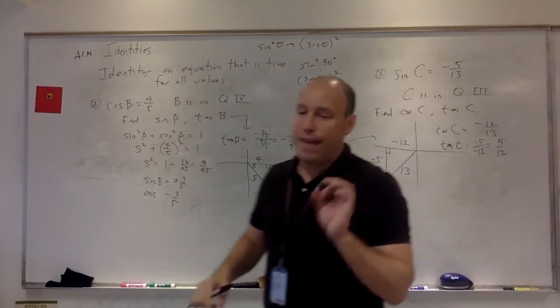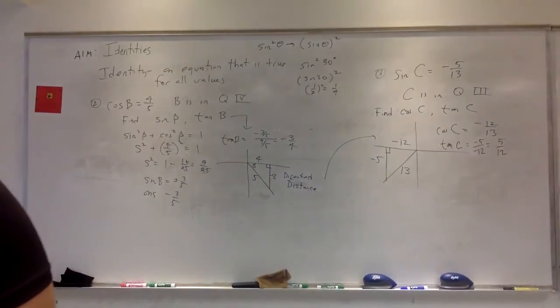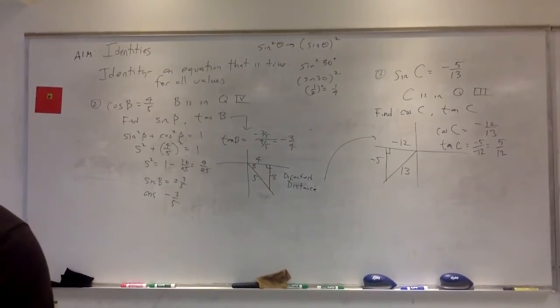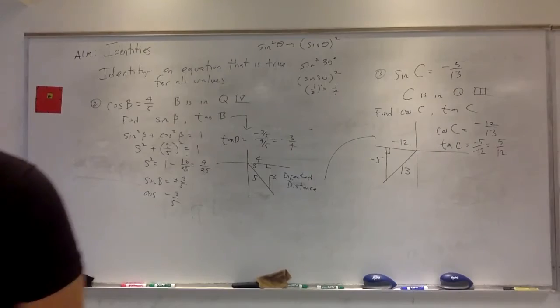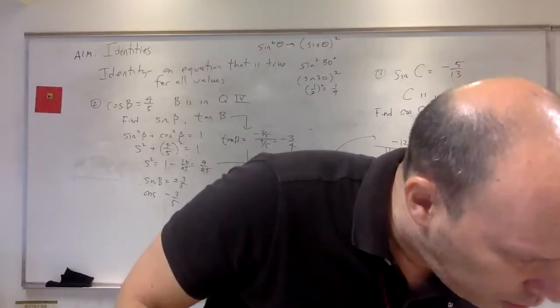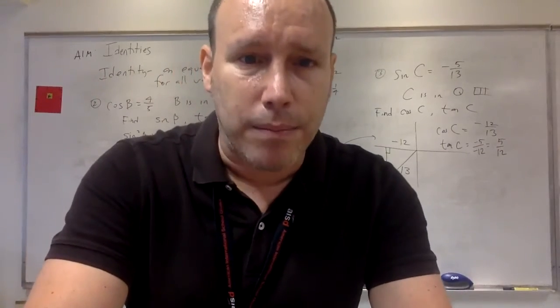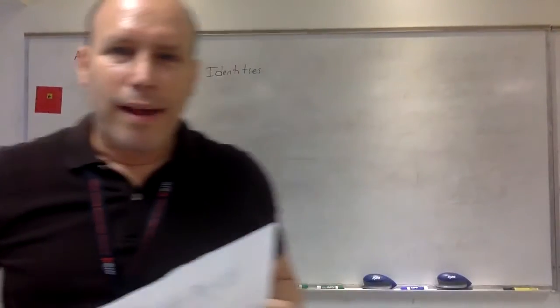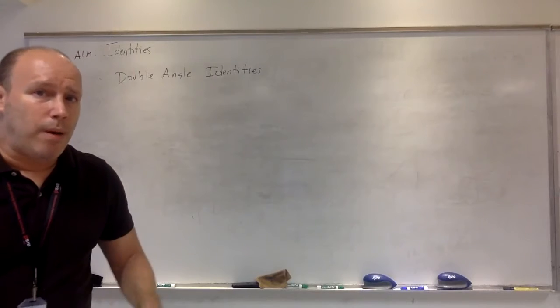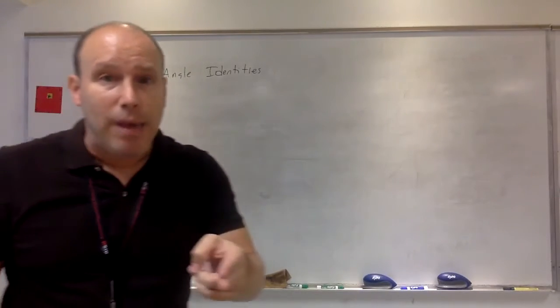So for a double angle, we want to figure out what the sine of 2x is, and the cosine of 2x, and the tangent of 2x. These show up, they're important. So the question is, how do we find the formula for the sine of 2x?